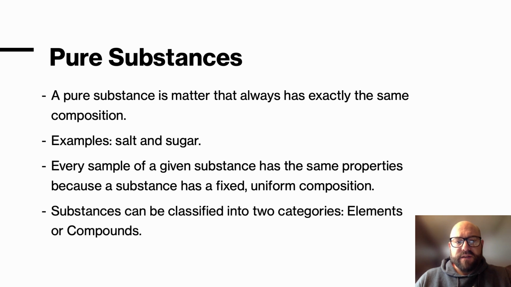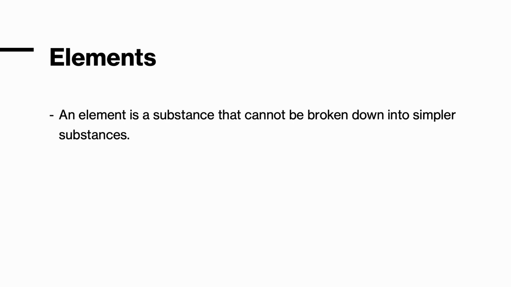Substances can be classified into two categories, either elements or compounds. An element is a substance that cannot be broken down into simpler substances. Imagine tearing a piece of aluminum foil into smaller and smaller pieces. Eventually, you would end up with extremely tiny particles called aluminum atoms. An atom is the smallest particle of an element.